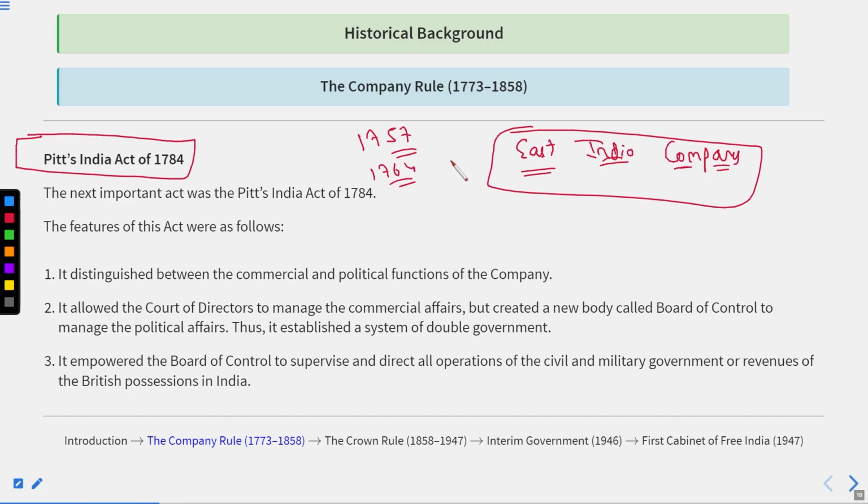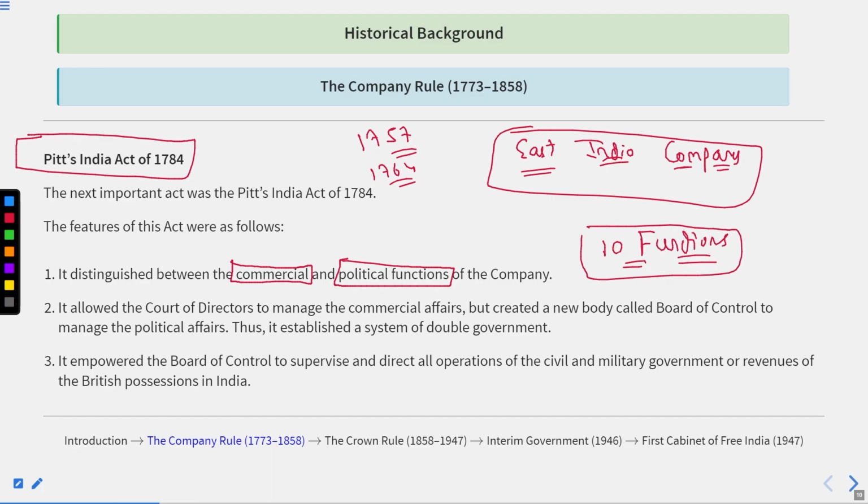So, as an effect of this, in the 1784 Pitt's India Act, they divided the company's working into different segments, commercial and political functions. It means that suppose the company is performing 10 functions, all right. How many of them belong to the commercial category and how many belong to the political function? All of these got separated.